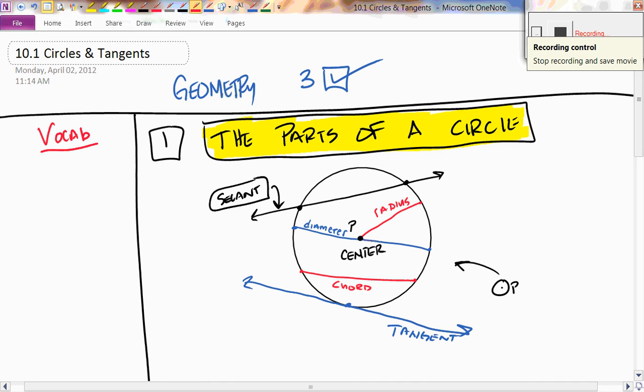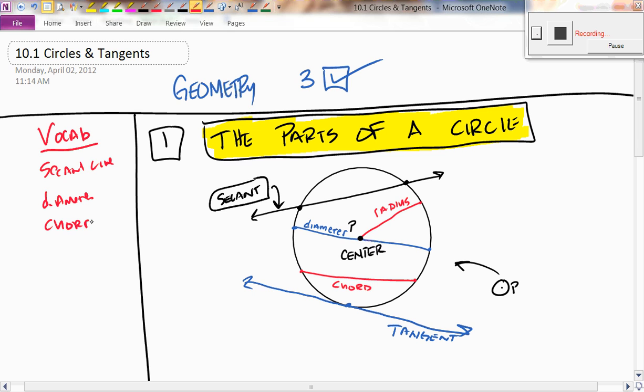Okay, give me the quick list that you wrote down on the left-hand side of all the vocab words. What's the quick list? Just shout it out for me. Secant line, diameter, chord, tangent, center, radius, and circle. There we go. Okay, so look, 1, 2, 3, 4, 5, 6, 7 new vocab words, all right?